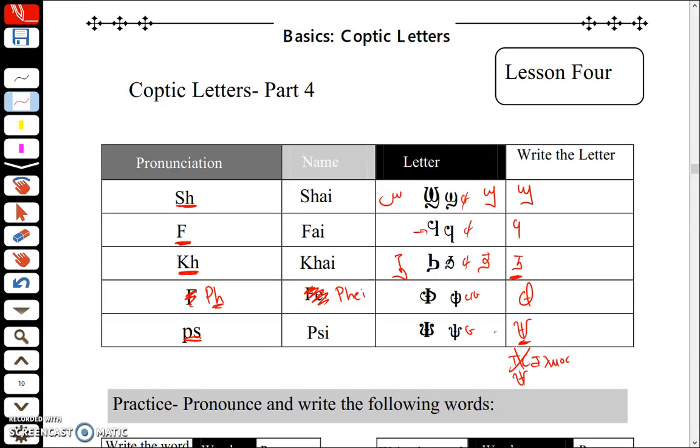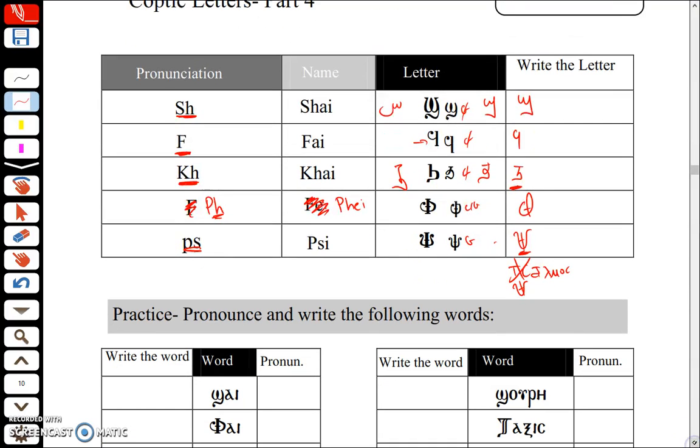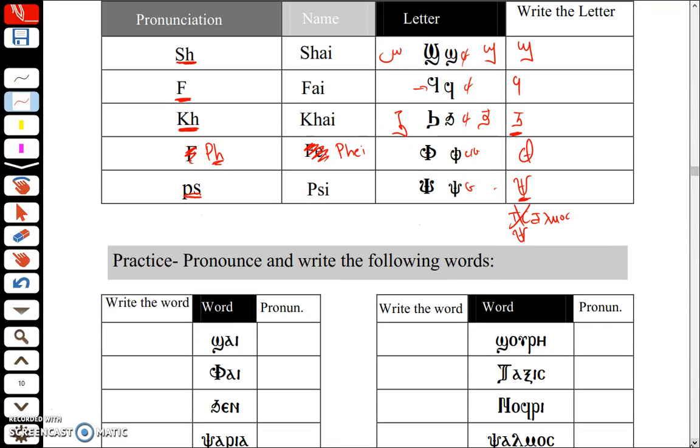Those are all the letters for today. Nothing tricky about them. They're pretty straightforward. Just one pronunciation, you only pronounce it one way. So this one's just a Ps. This one's a Ph. So I have a Phei as PH, Khai as a Kh, then Phi as an F, and then Shai as a Sh.